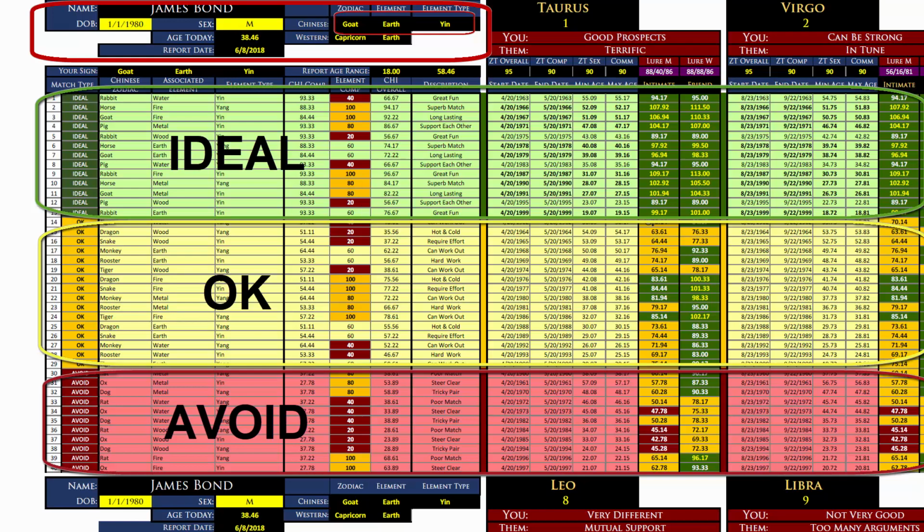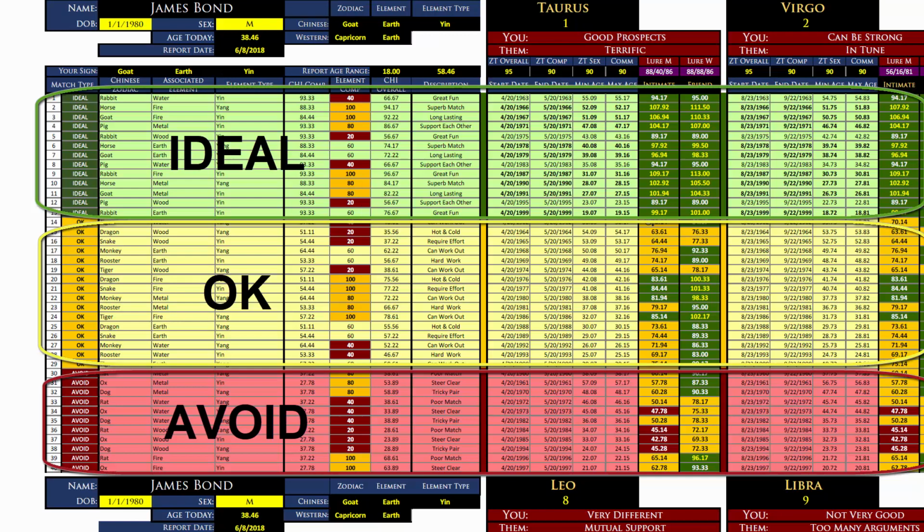And then in this OK group, these are other Chinese zodiac signs that he can get along with decently well, but they're not the most ideal candidates, but he can be in a decent relationship with these people. And then you have the avoid section. This avoid section doesn't necessarily mean that he cannot get along with people in that section, but these are relationships that either he needs to learn how to avoid or limit his exposure, or just understand that those relationships are not the best for the person of this report.